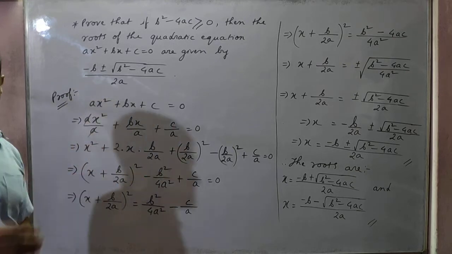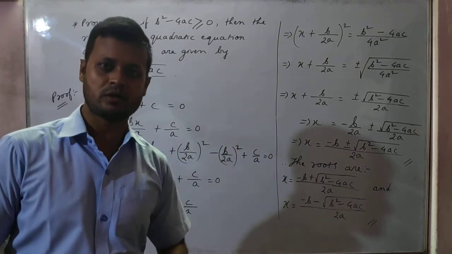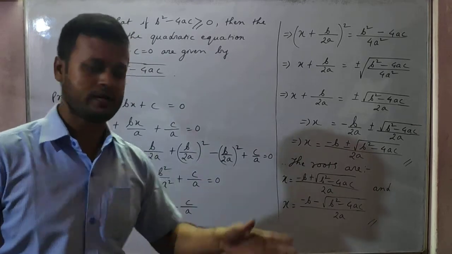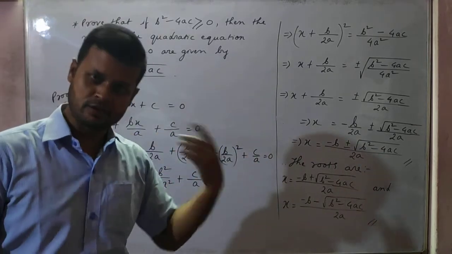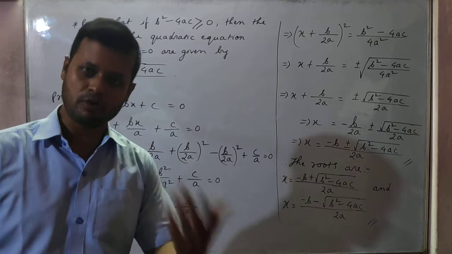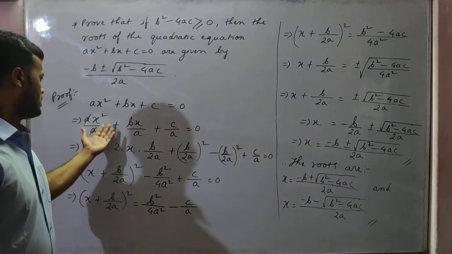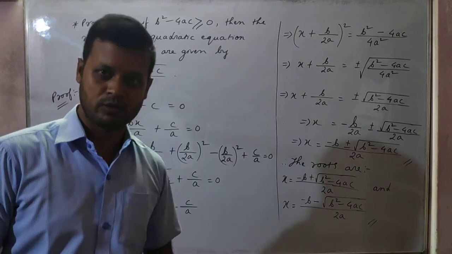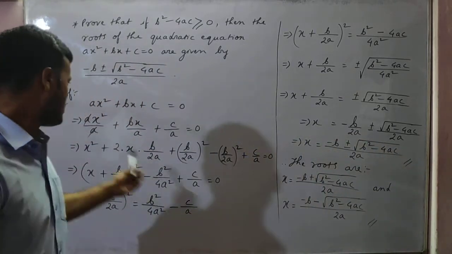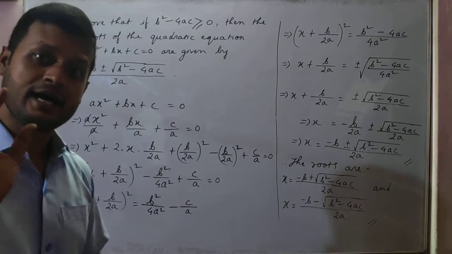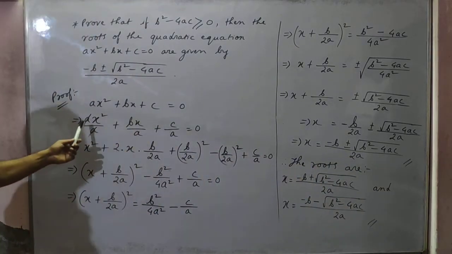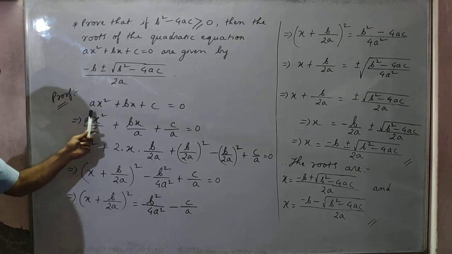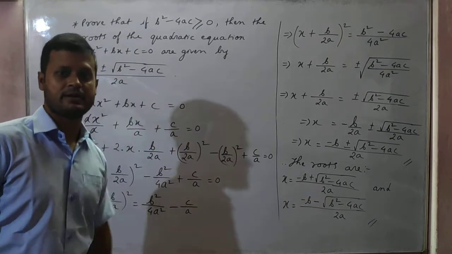Like in the completing the square method, what we did: if 3 was there we multiplied by 3, if 2 was there we multiplied by 2. But like this also it can be done. This is also one of the ways of applying the completing the square method. Here, along with x square, a is there, so what I did is divide both sides by a.